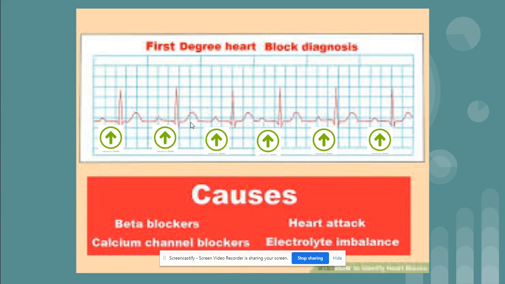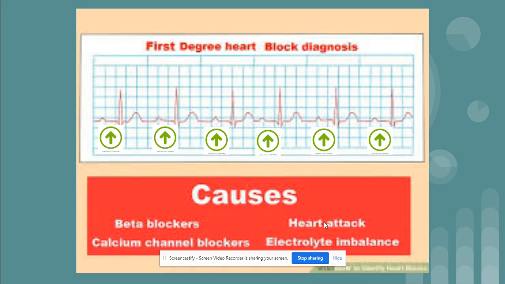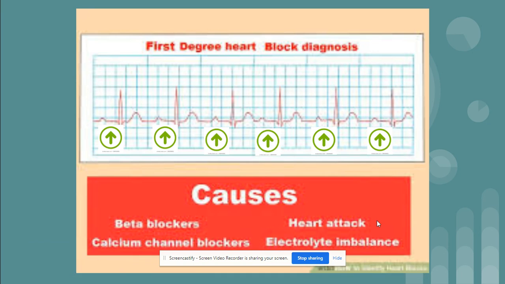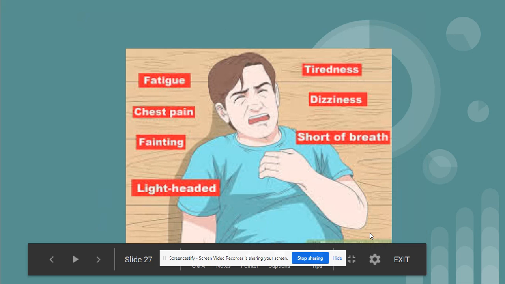And again, here is an example where the PRI is just too long. The rest of the rhythm, we almost could say is normal. It is regular. There are some cardiac meds like beta blockers and calcium channel blockers that could cause this delay, as well as a heart attack. That would be like some faulty coronary perfusion in the myocardium or heart muscle, or even an electrolyte imbalance.